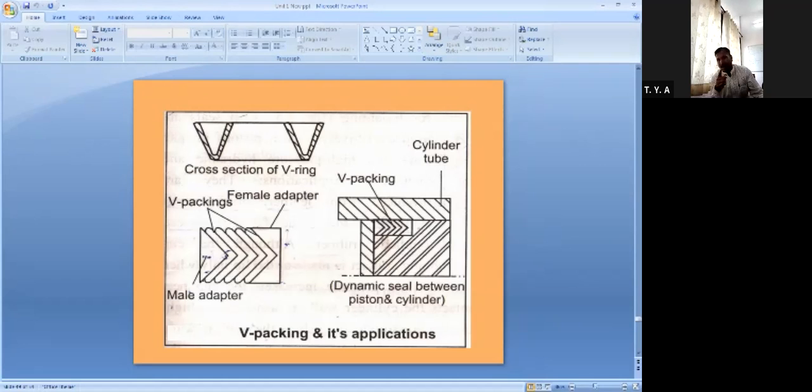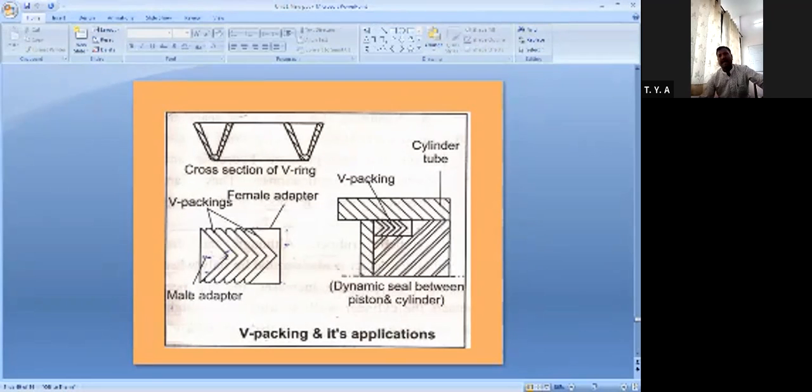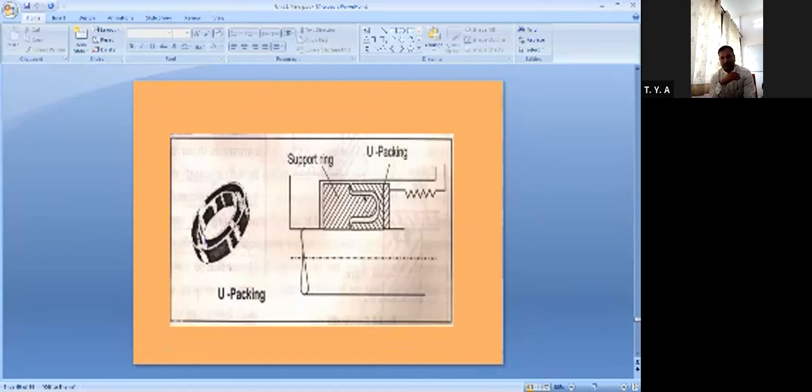The male adapter is the first ring on the pressure end of the packing stack, which is flat on one side and A-shaped on the other side. This last one, the female adapter, is the last ring in this stack. Actually, you can call this a stack. This is a V packing. First we have seen the O ring seal, then the cord ring seal, and now this V packing.